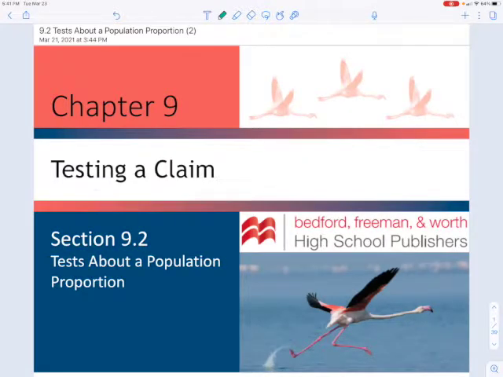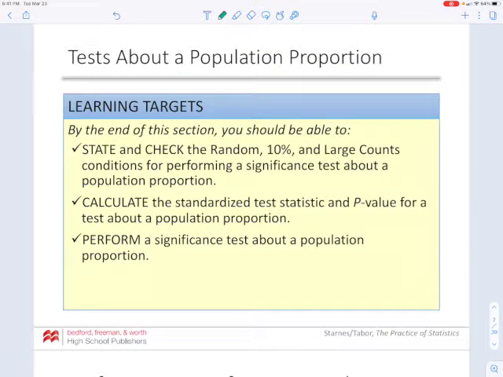In the second section of this chapter, we're going to focus our time on a proportion, doing a full-on hypothesis test dealing specifically with proportions. So we have three objectives. State and check the random, 10%, large counts conditions for performing a significance test. Calculate the standardized test statistic and p-value, and then perform an entire significance test.